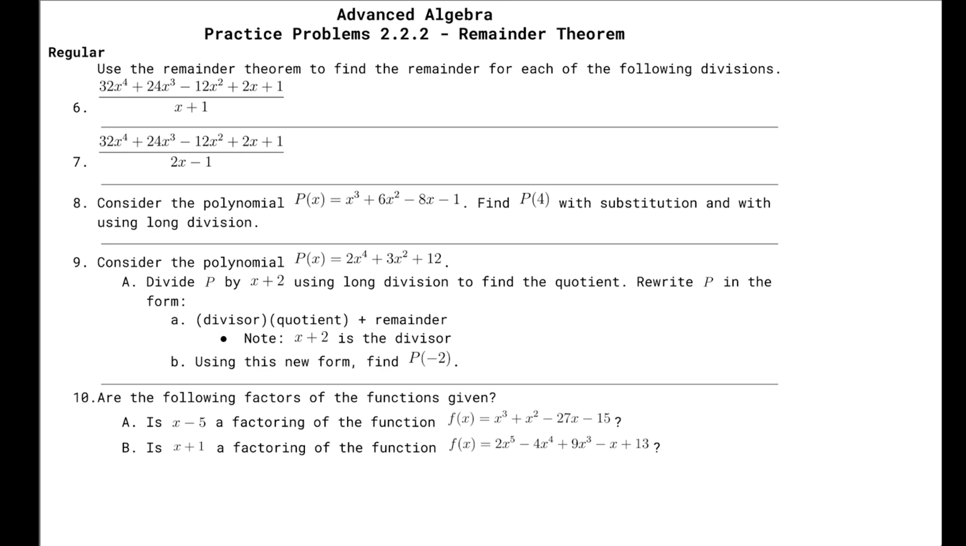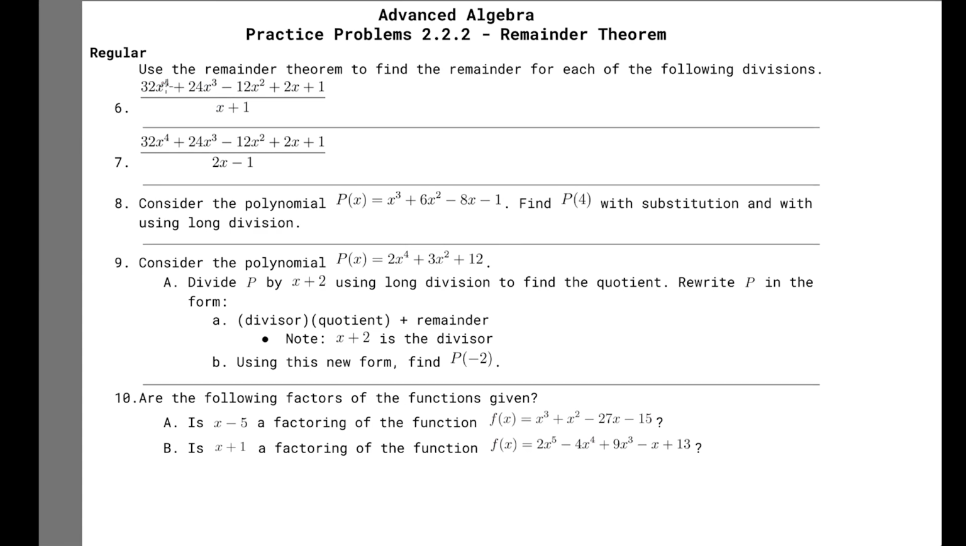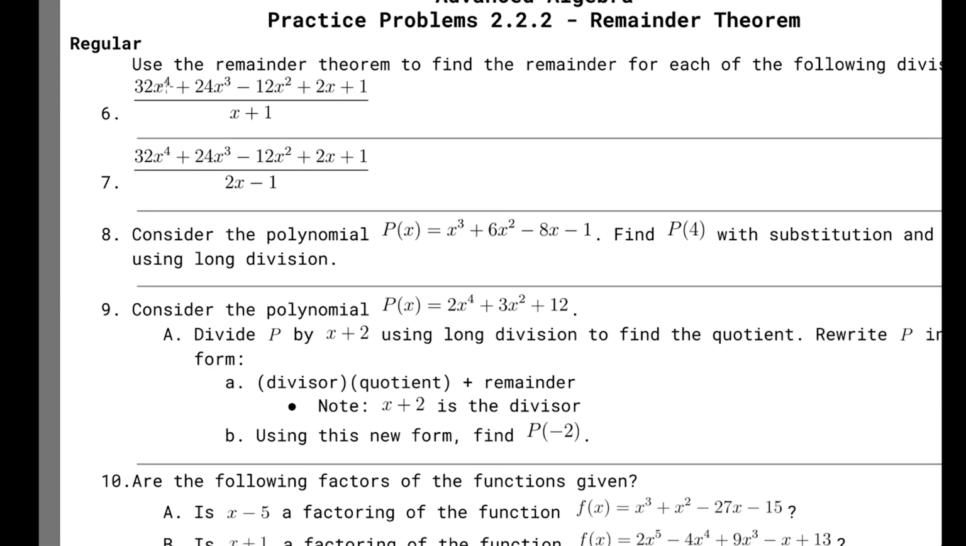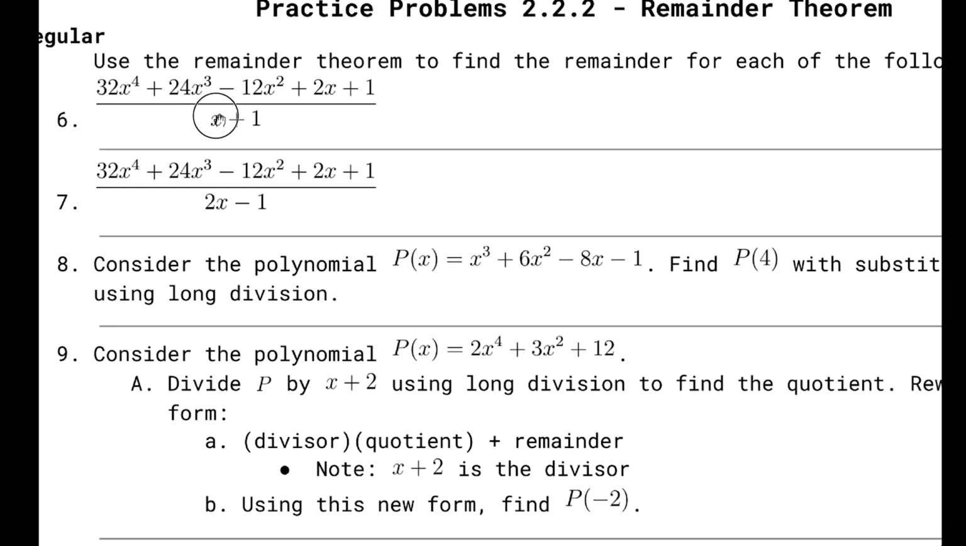All right, so this is going to be another video about remainder theorem, and it's going to be 5 more example problems, and this is going to be a little bit more of a deep dive for these problems. So the first one, it says, use the remainder theorem to find the remainder for each of the following divisions. So this is going to be for 6 and 7, those instructions right there.